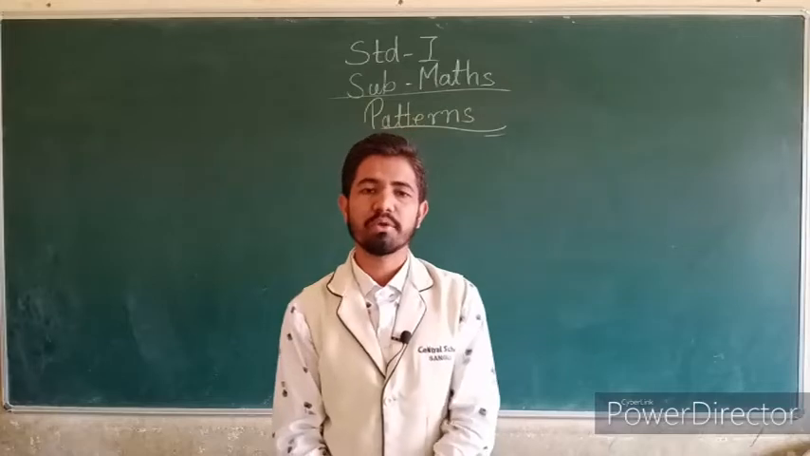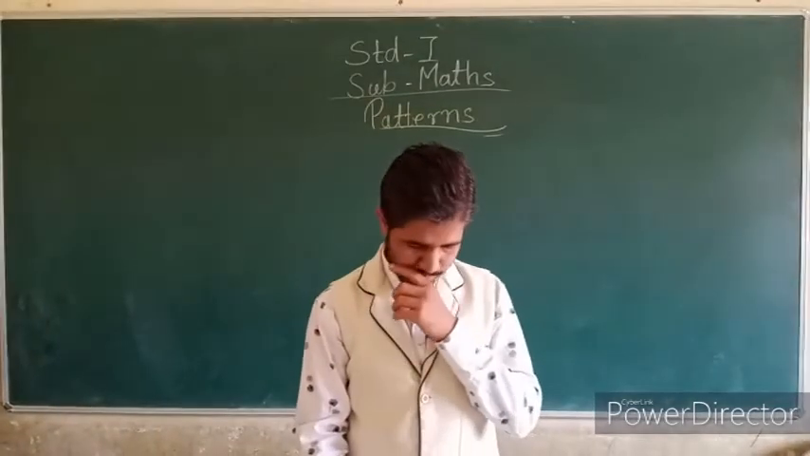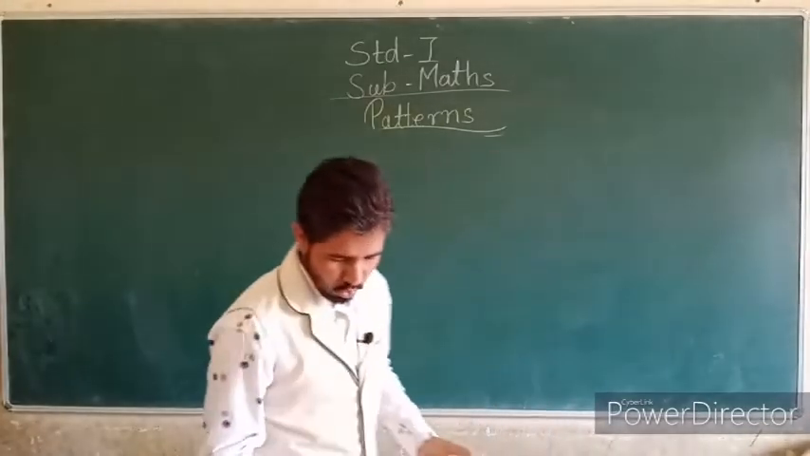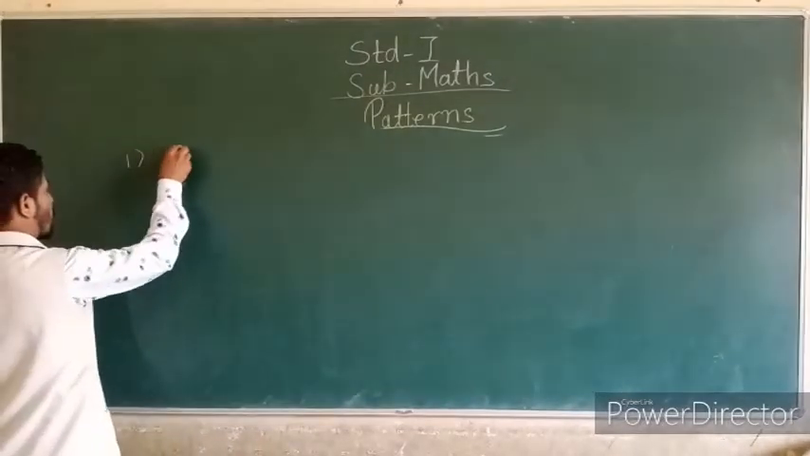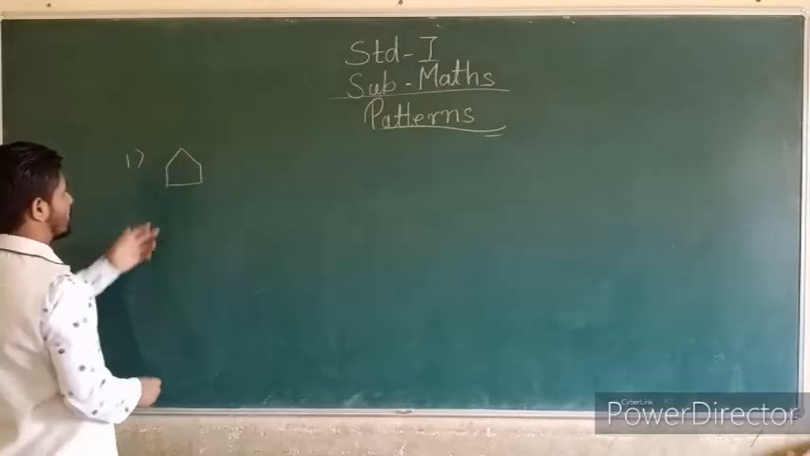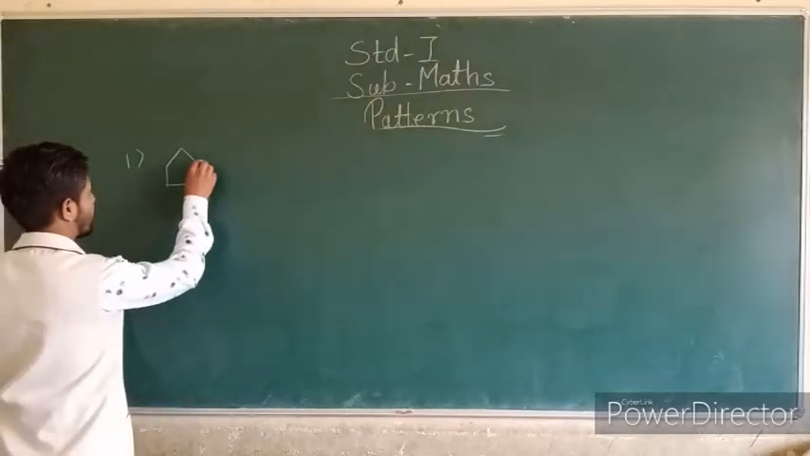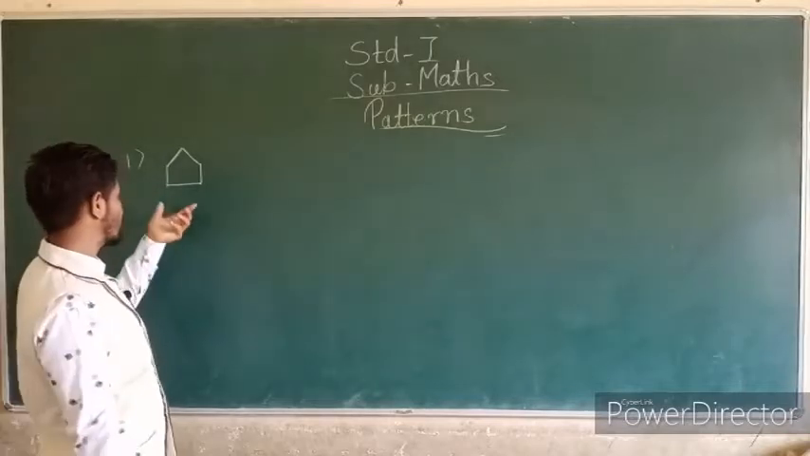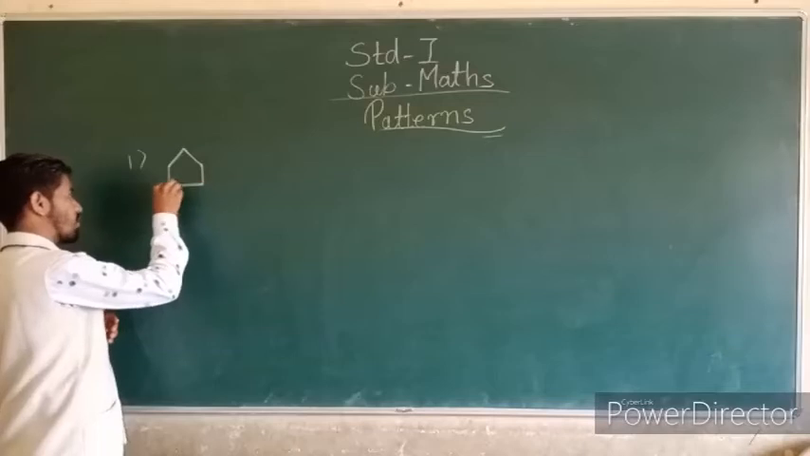So all the students, open your textbook, page number 130. So all of you open. We see the examples like that. First example is the home. First example like this, home. The home is made like with matchsticks. How many sticks? 1, 2, 3, 4, 5.